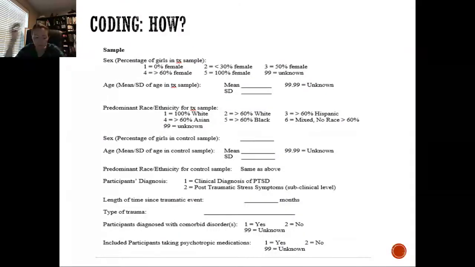So you'll notice that, well, not everyone on this page, but every single item that you code will actually have a 99 value for unknown. If you don't have the information, you're going to put in a 99 for unknown instead of leaving it blank. And that confirms that you have actually coded that item and that you have determined that it is missing from the article. So 99 means it's unknown, it's considered officially missing data.